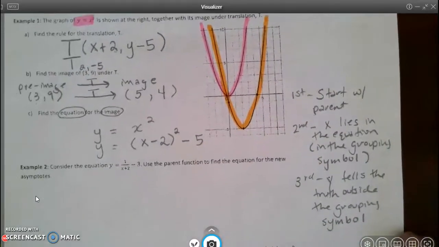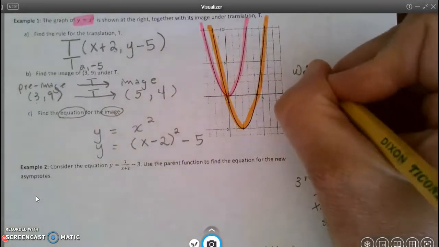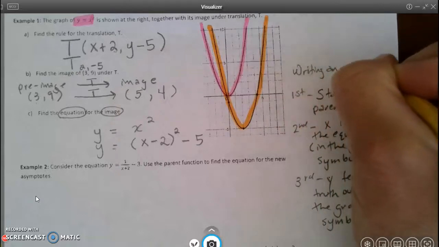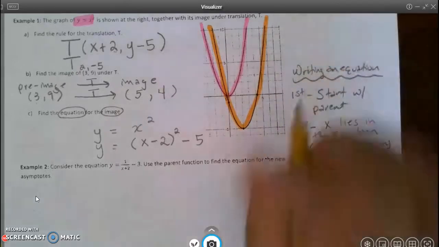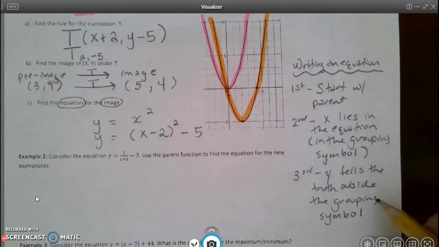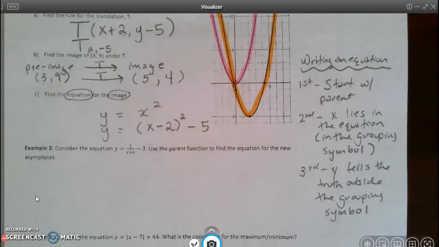So that's how I was able to write my equation. So let's title that writing an equation. Start with the parent. X lies in the grouping symbol. Y tells the truth outside the grouping symbol. Right, so let's go to example 2.